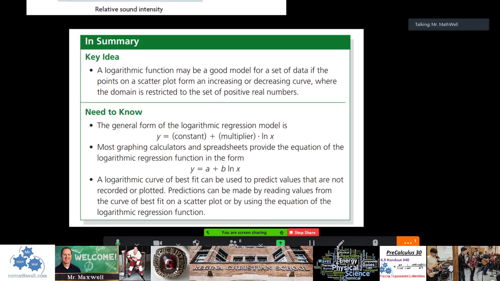Okay, so there's a summary there. This one, see? y equals a plus b ln x. That's the format that you'll get your log function in when you do your calculator regression.